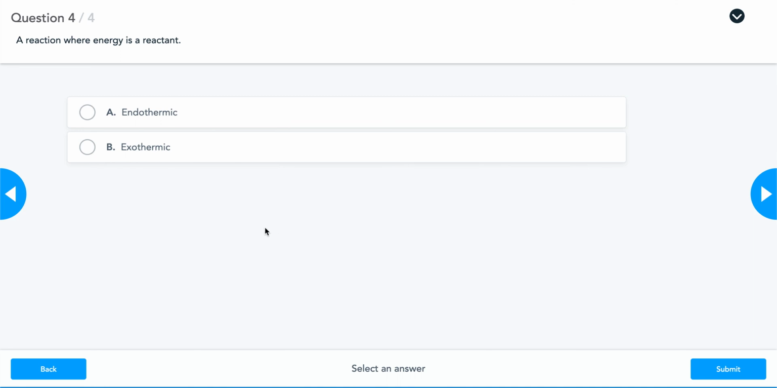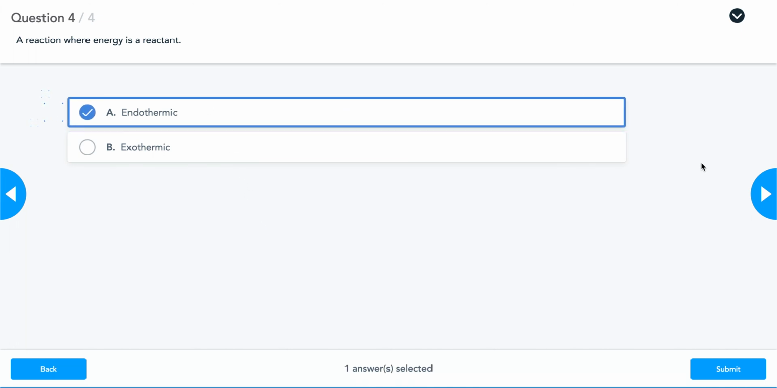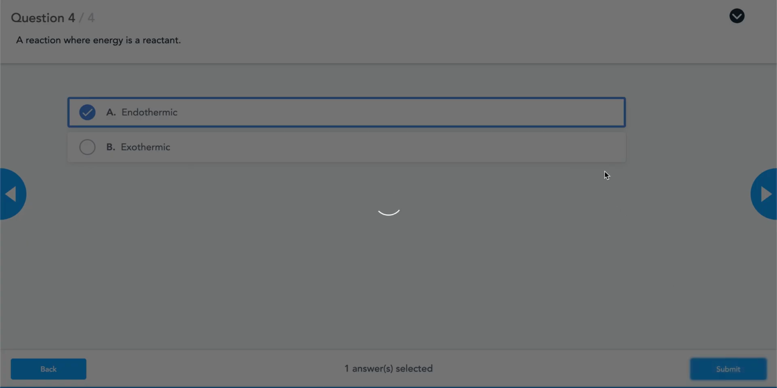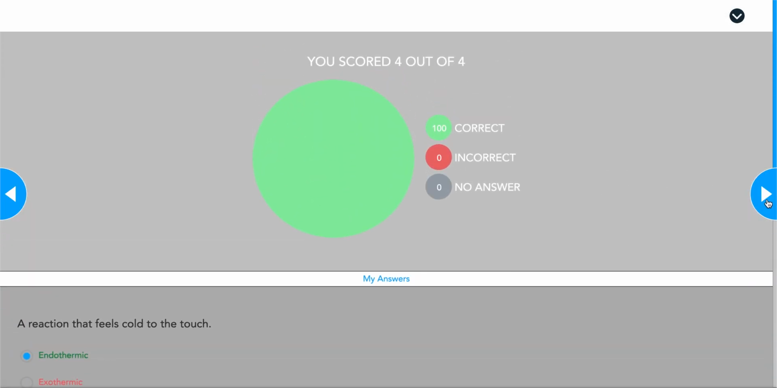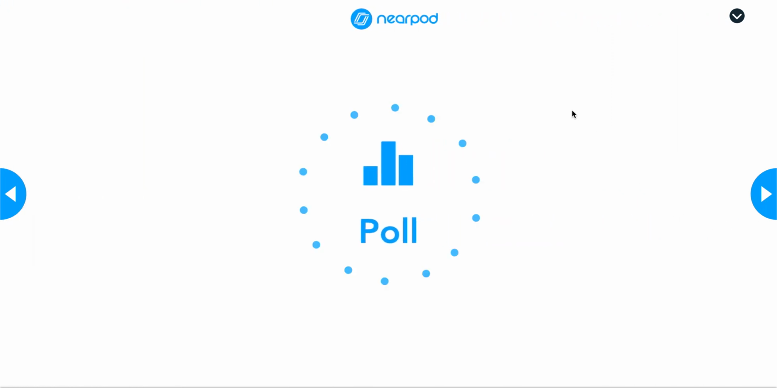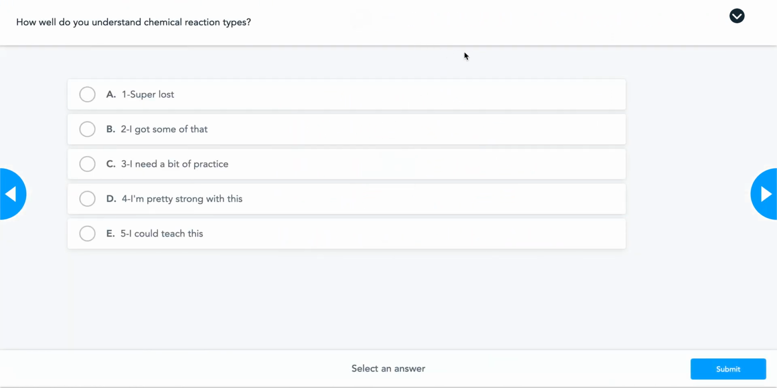And a reaction where energy is a reactant, that means that we have to put energy into the reaction in order for it to happen. That would also be endothermic. So if you answered those questions as such, you would have gotten a 4 out of 4. Very nice. Go ahead, folks, and self-assess on a scale of 1 to 5. How well do you feel you understand chemical reaction types? This is all we're going to be really talking about here, so kind of a quicker lesson.